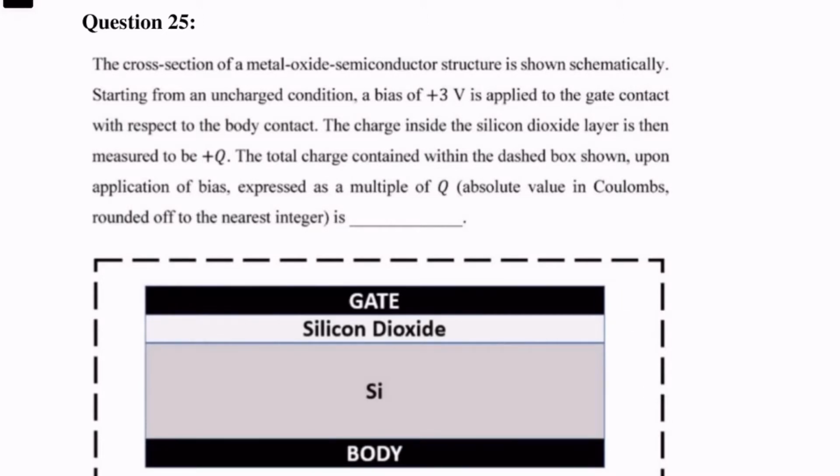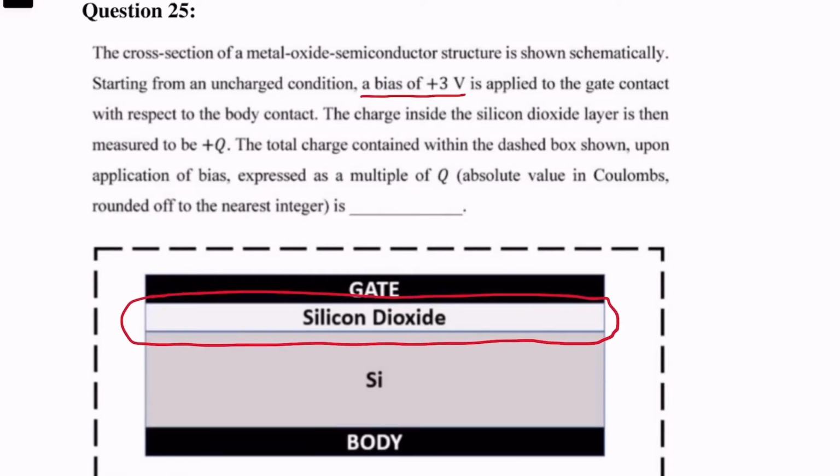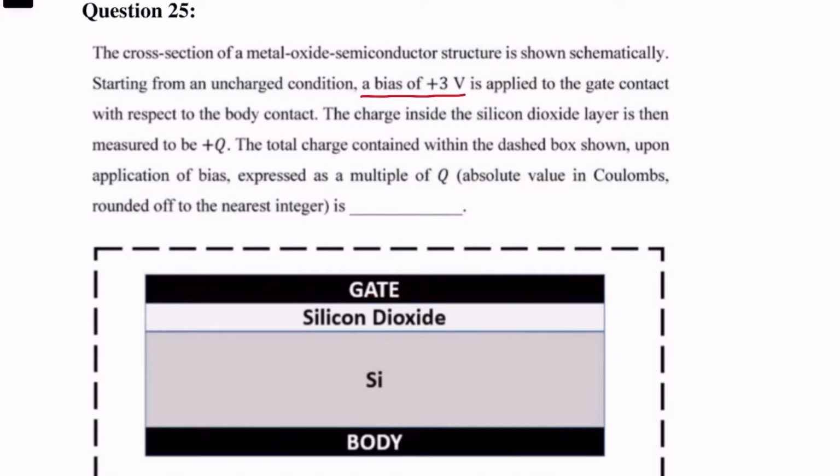So this is a valid construction of a capacitor, and we are provided a dashed box around it, which basically means it's a Gaussian surface that is surrounding the capacitor. We are asked to find out, if during the process of charging the capacitor to a bias of 3 volts, the charge that is inside the silicon dioxide layer alone is measured to be plus Q after the process of charging, what is the total charge contained within the dashed box upon the application of the plus 3 volt bias after it has been charged up.